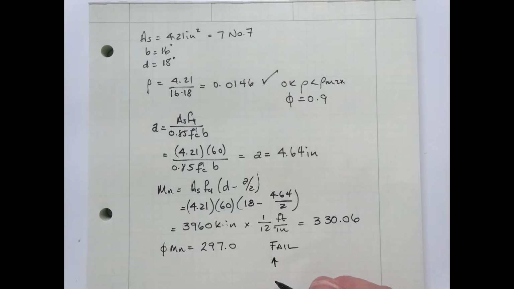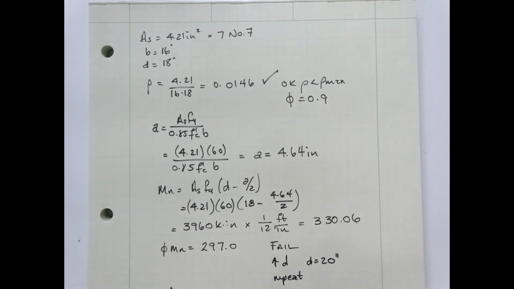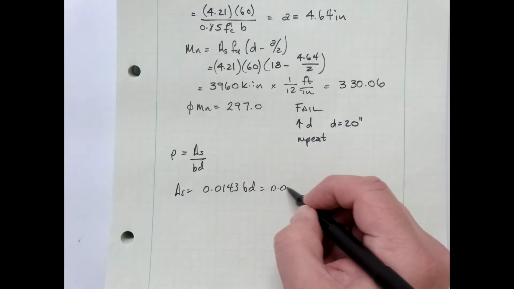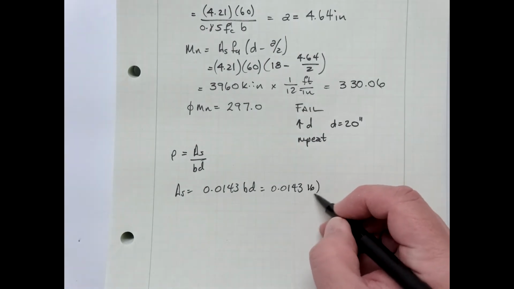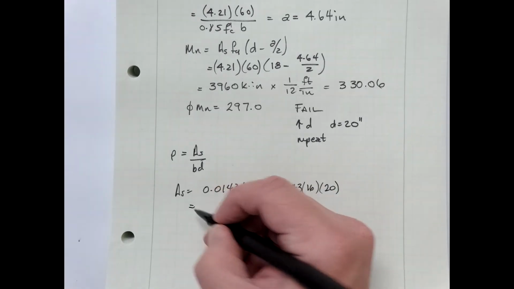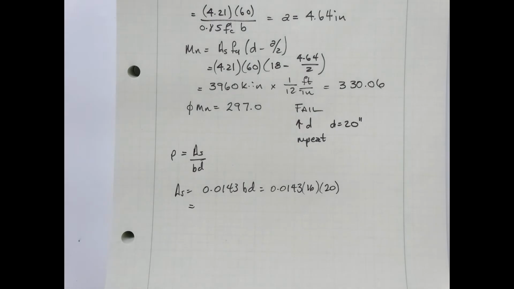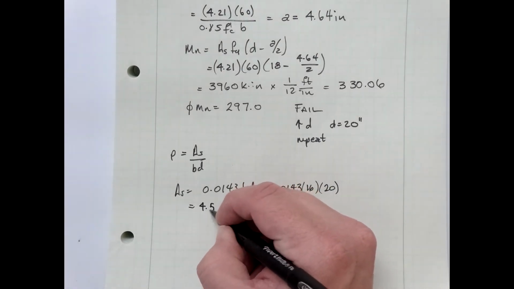Increase d. d is equal to 20 inches. And repeat. So rho is equal to A sub S over b d, so A sub S is equal to 0.0143 b d, which is 16 multiplied by 20 now. And that area of steel is equal to 4.58 square inches.